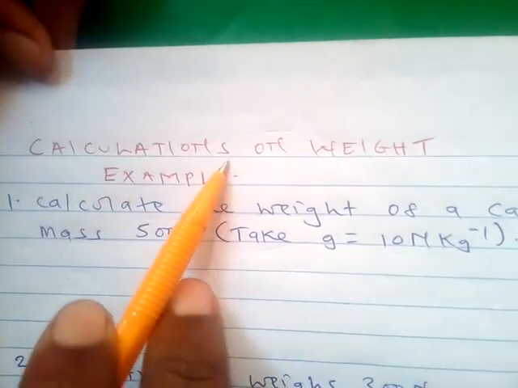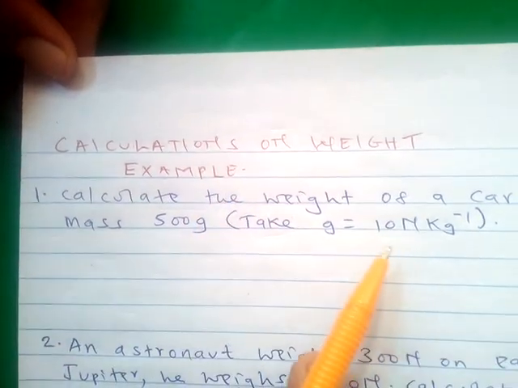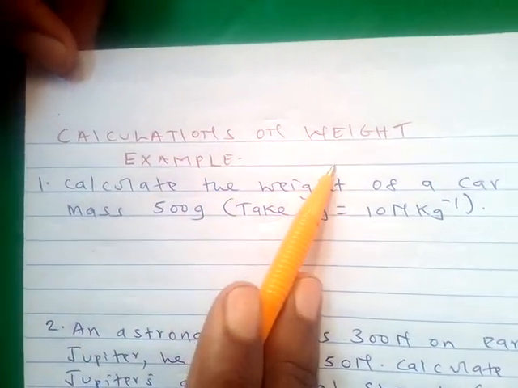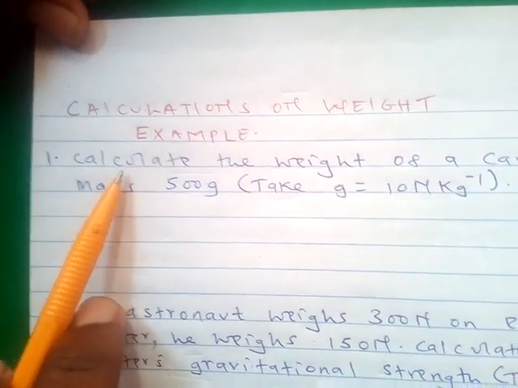Also look at a few calculations on weight. So we have an example here. Remember, first of all, we said that weight is equal to the mass of the object times the gravitational force. So we have an example here, a reading.